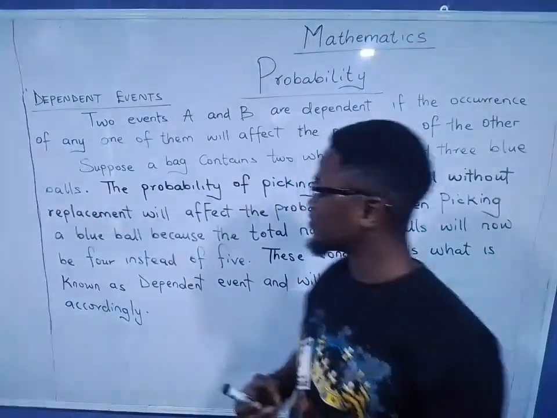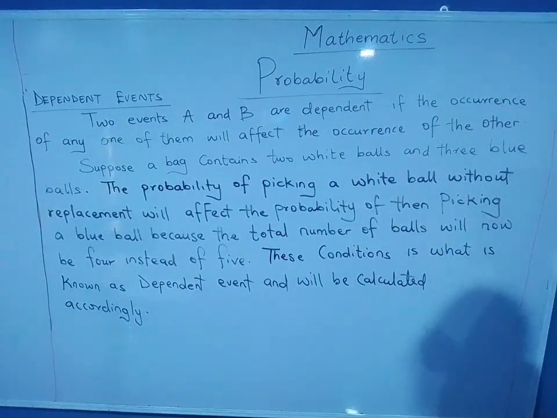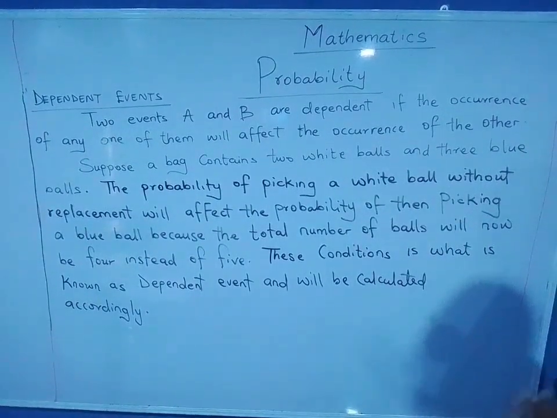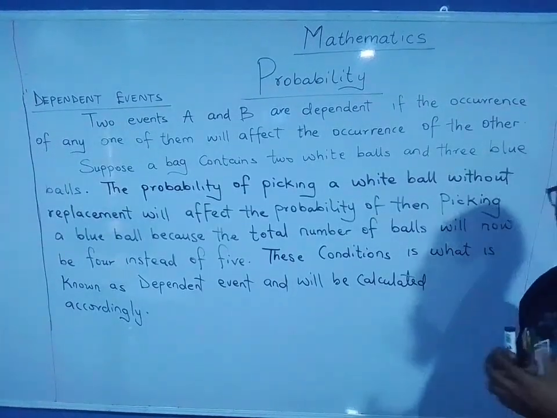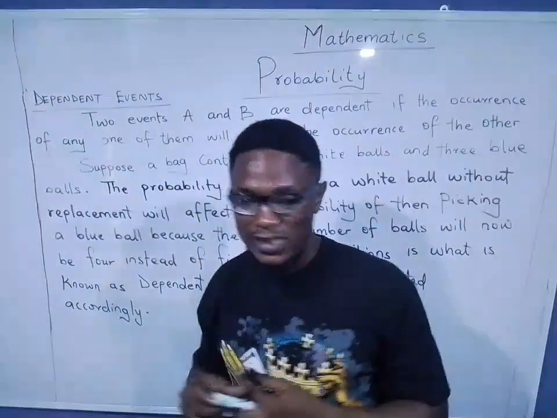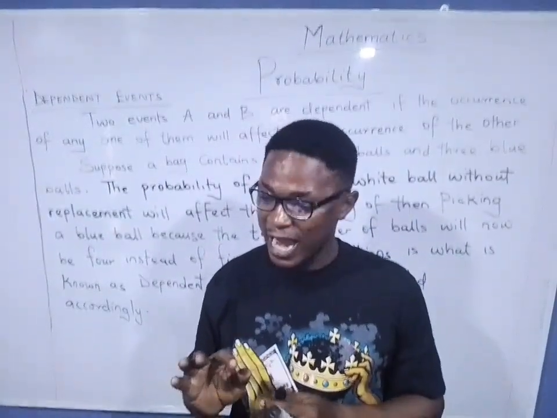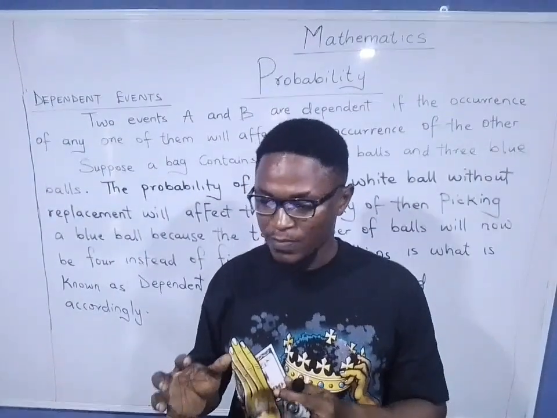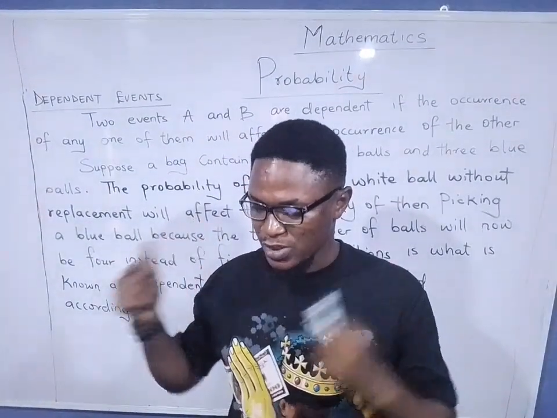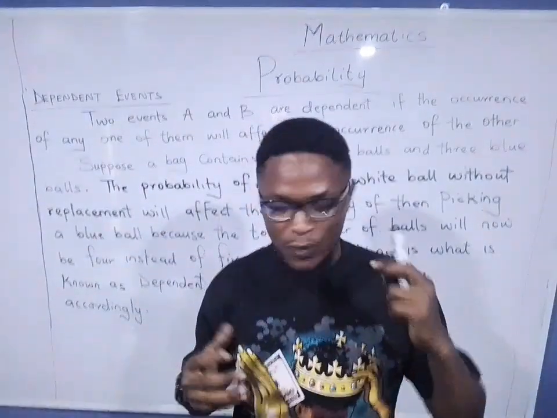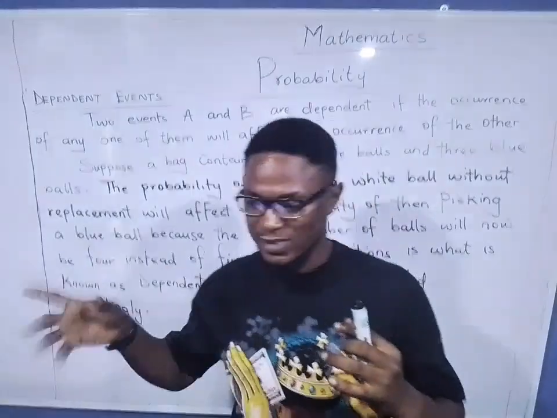All right, let's look up. Dependent event. I said two events A and B are dependent if the occurrence of any of them will affect the occurrence of the other. Individually, these probability questions are easy, but when you are given these questions, there are things you need to think about. This one says we have two events, and the probability of one happening will affect the other one.